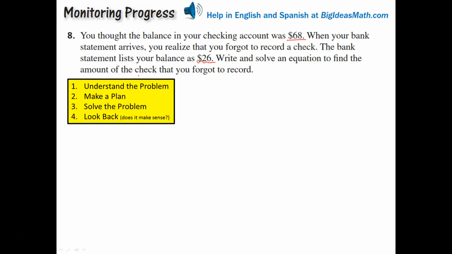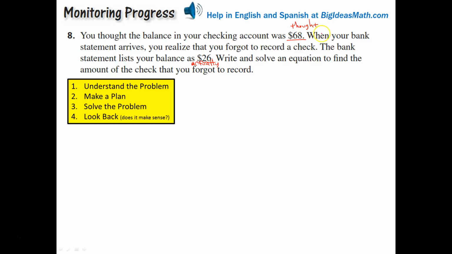Here's the four steps to solving a problem. Number one is to understand it. So what's the unknown? What do we know? Well, we know that I thought it was 68. It's actually 26. And what's the difference? The difference is this check I forgot, right?